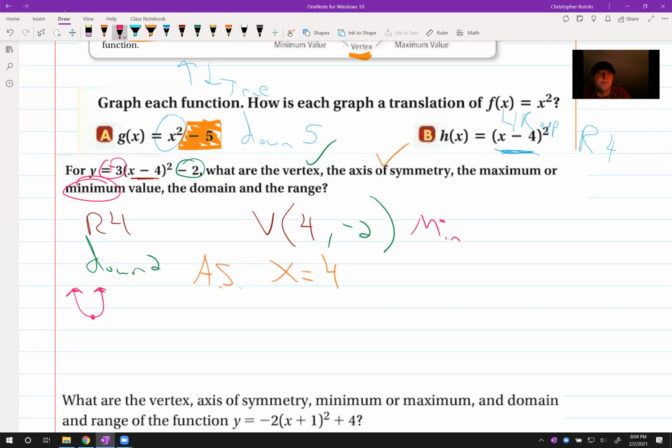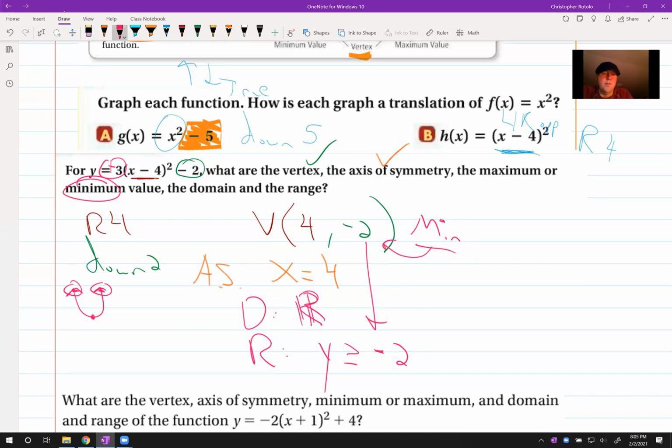So minimum value. The domain, its parabola is going to go left and right forever. So it's all real numbers, just like the absolute value. The range, however, we're going to use y compared to -2. Notice where I pulled that down from. Remember, the minimum value is the vertex. So y is compared to -2, and we know it opens up. So everything's going to be greater than or equal to -2. So it takes care of all of those things.